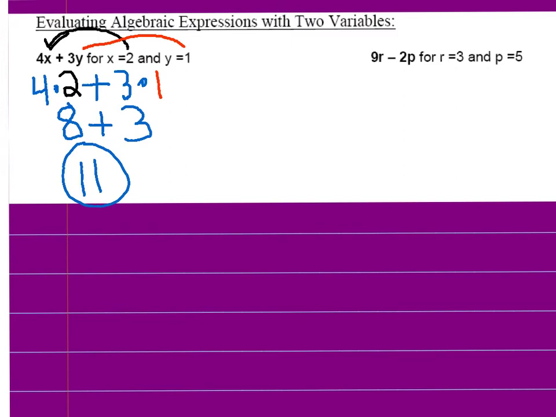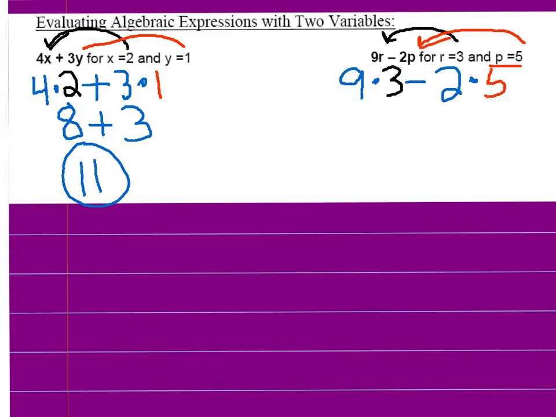Our next problem has 2 variables also, so we're going to take the 3 and substitute it and put it where the r is. And we're going to take the 5 and we're going to put that where the p is. Now we're going to solve it. So order of operations, 9 times 3 is 27. 2 times 5 is 10. And bring the minus down. 27 minus 10 is 17.